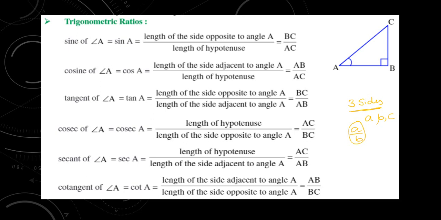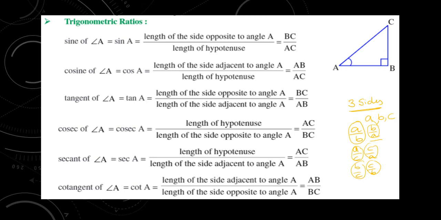Those 6 ratios are defined with their particular names. Like how we have A by B, likewise we can write B by A also. Next, if I consider A by C, then the other ratio is C by A. If I consider B by C, then the other ratio is C by B. So there are totally 6 possibilities. Here also, since we have three sides in a right angle triangle, based on a particular angle there are 6 ratios possible. Those 6 ratios are defined like this.